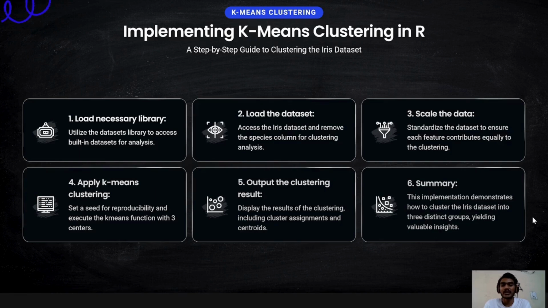Fourth, apply K-means clustering. Set a seed for reproducibility and execute the kmeans function with three centers. Fifth, output the clustering result. Display the result of the clustering including cluster assignments and centroids. Summary. The implementation demonstrates how to cluster the iris dataset into three distinct groups, yielding valuable insights.